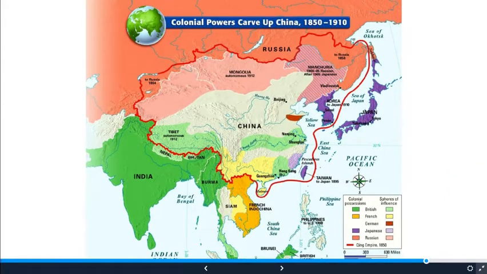China was considered to be a rich area for trading, and European countries were interested in China for a long, long period of time. And so what European countries did, if you can look at this map, is they set up what we call spheres of influence. So if you take a look at, for example, Great Britain, India right here in dark green was controlled by Great Britain, so was Burma. But these lighter green areas were the spheres of influence of Great Britain.